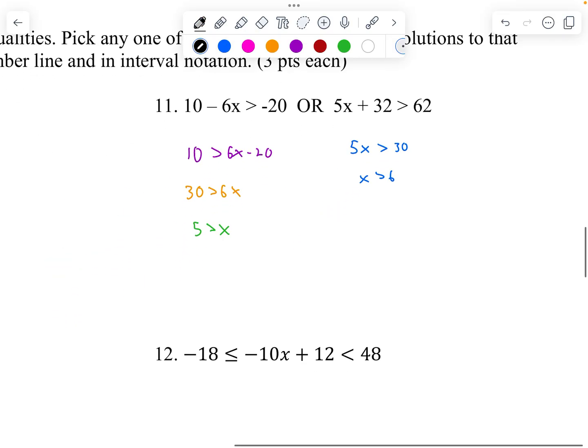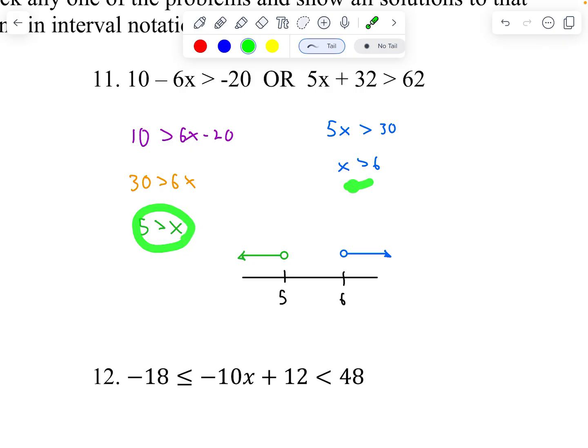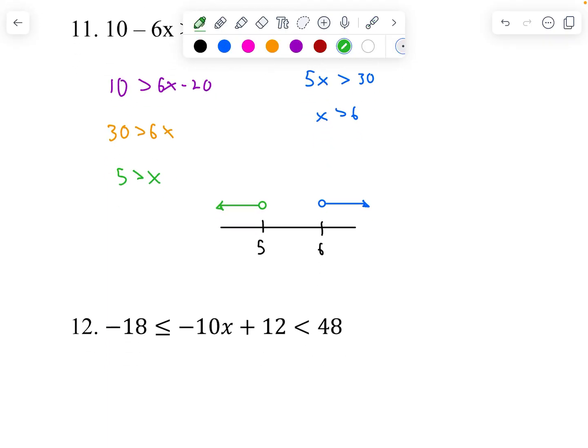So on a number line now, we have 5 here and 6 here. X is less than 5, goes this way. And x is greater than 6, goes the other way, because you can't be both less than 5 and greater than 6 at the same time. And so our solutions really should say x is less than 5 or x is greater than 6. And then in interval notation, less than 5 is negative infinity to 5.